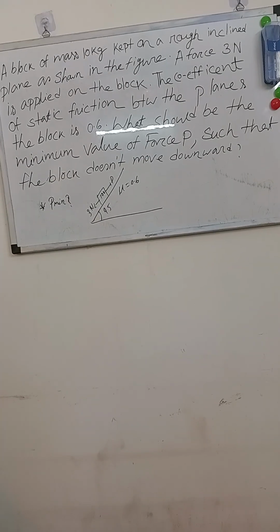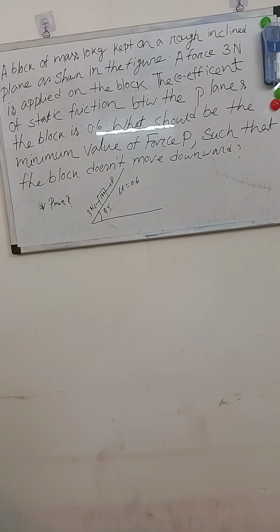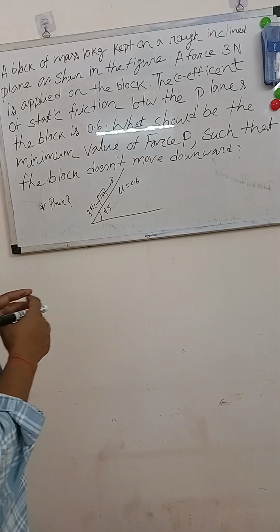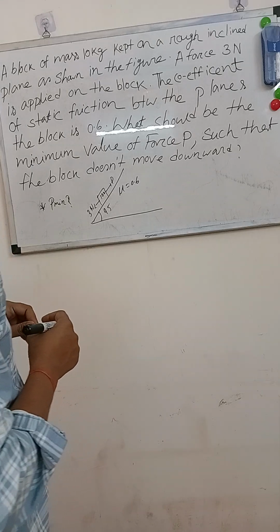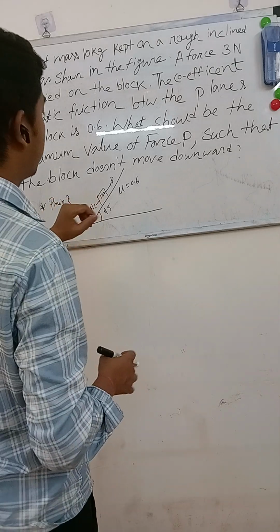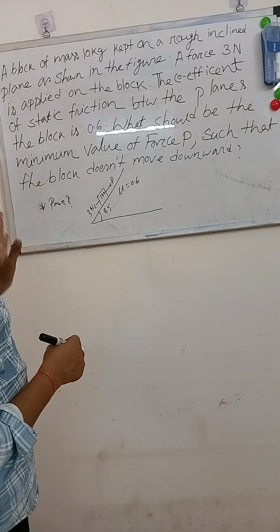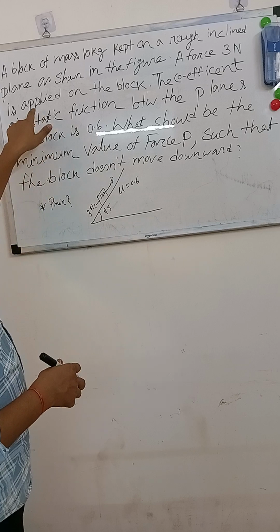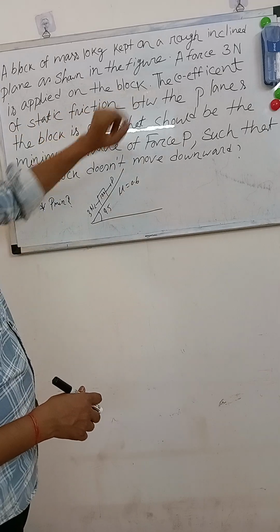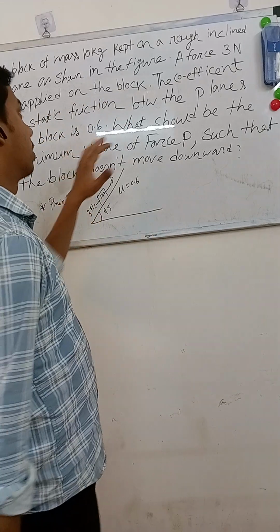As you will see in the question, it is said that a block of mass 10 kg is kept on a ramp, as in the figure. The 10 kg block is placed over it. A force of 3 Newton is applied on the block. 3 Newton force is applied on the block.